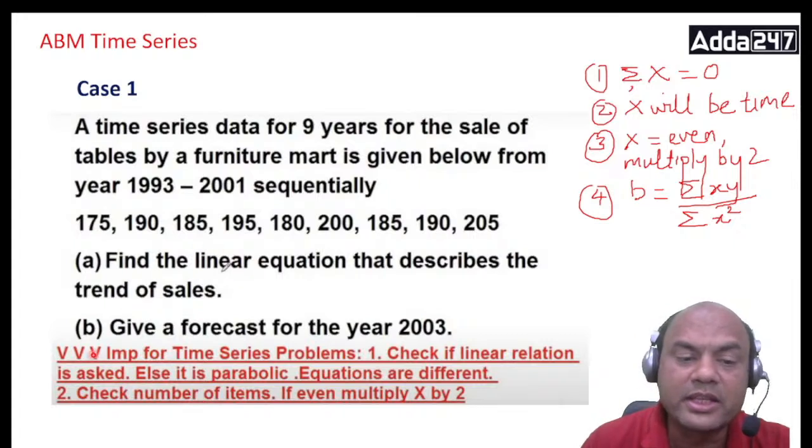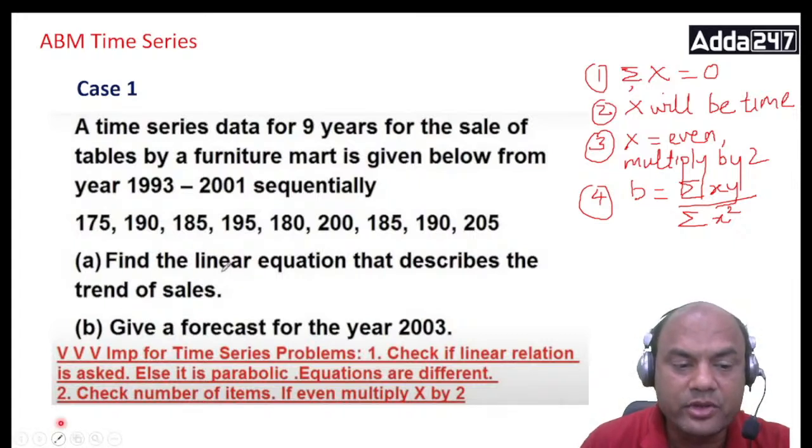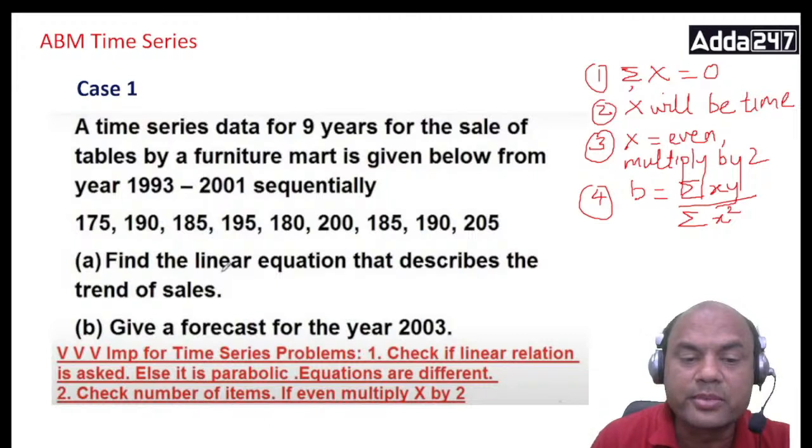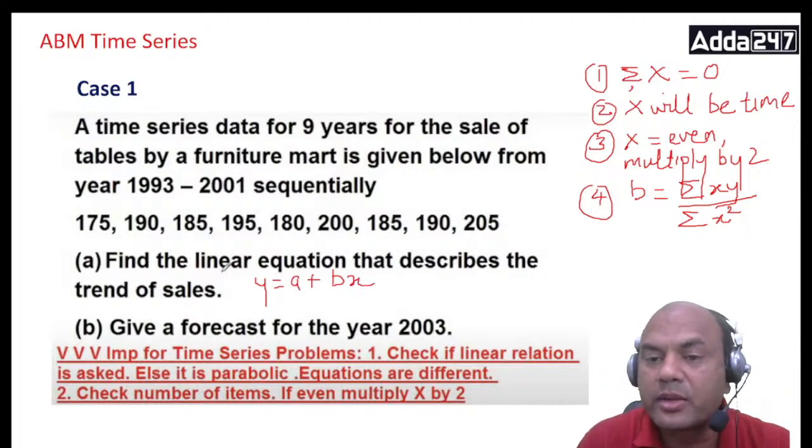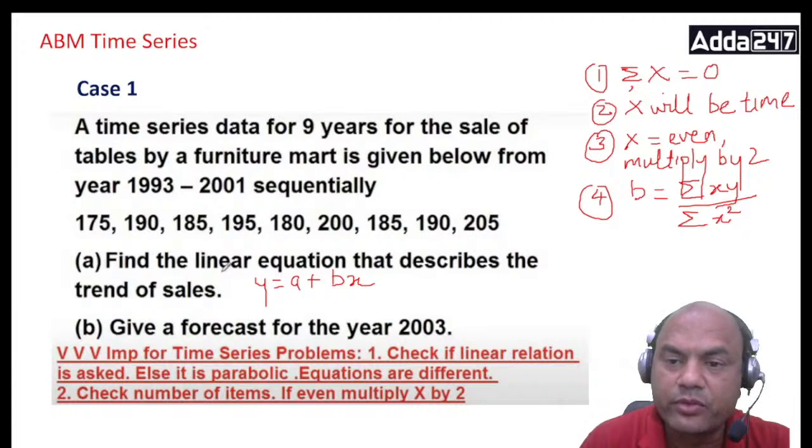What do you mean by this linear equation? This linear equation means you have to find out y equals a plus bx. Y equals a plus bx. This is the linear equation which you have to find out. So what are the important points? You must remember these 4, and see these 2 highlights I am giving.